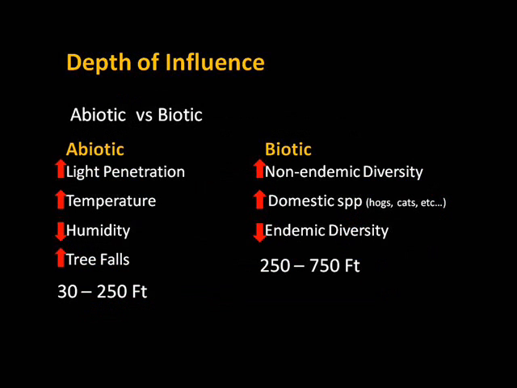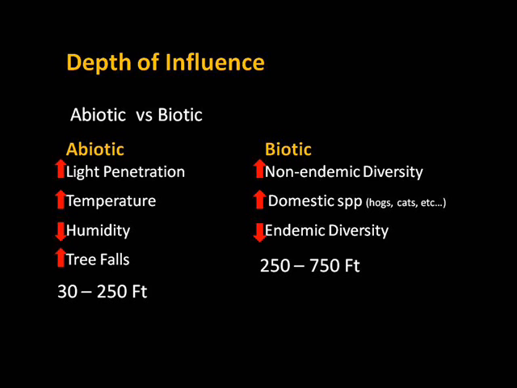Abiotic and biotic factors influence patch integrity to varying depths. Edge effects can cause abiotic factors such as light penetration, temperature, and the frequency of tree falls to increase near the patch perimeter. Increased light penetration and temperature can also combine to decrease humidity, altering what would otherwise be naturally attenuated microclimate. Abiotic factors typically exhibit influence over a range of 30 to 250 feet distance from the edge.